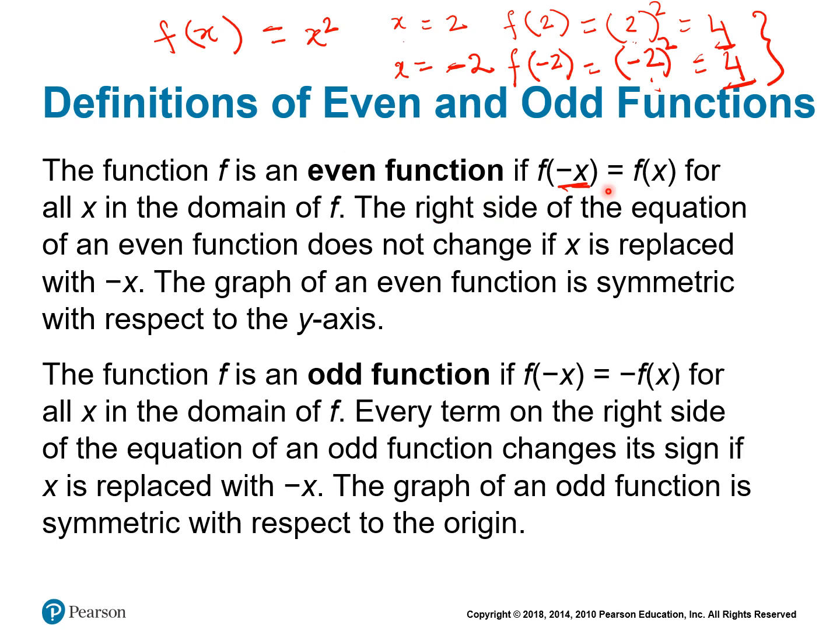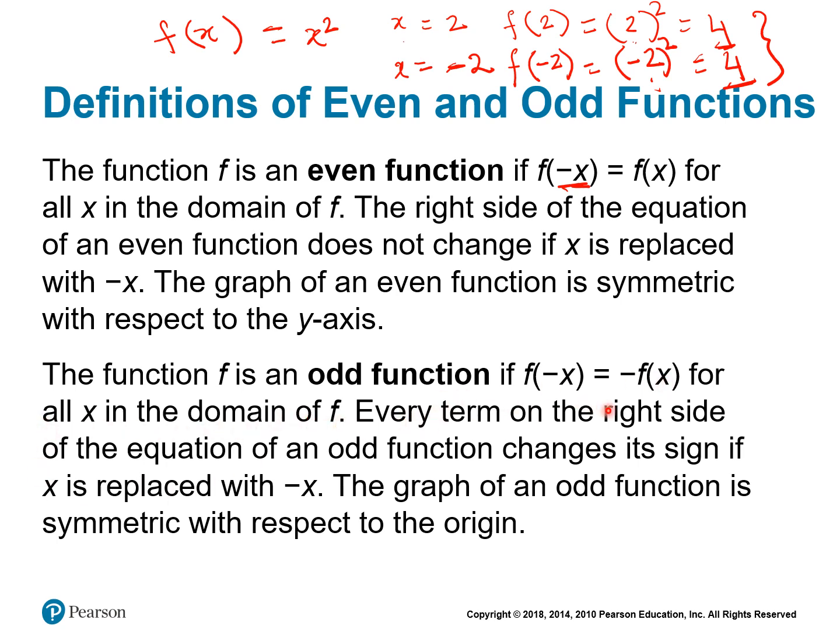So here the right side of the equation of an even function does not change if x is replaced with -x. The graph of an even function is symmetric with respect to the y-axis. We will work on this later on. Okay. What is an odd function? An odd function says that if we replace x, like we did here, with -x, then we will end up with the negative of f of x for all x in the domain of f.